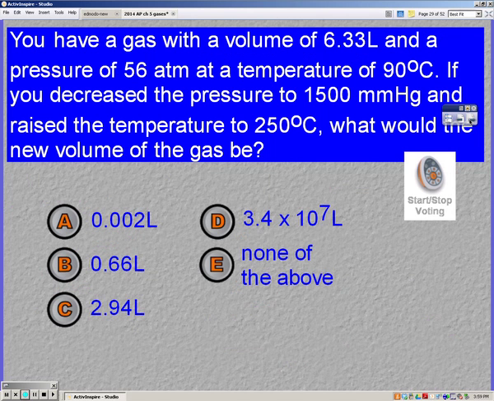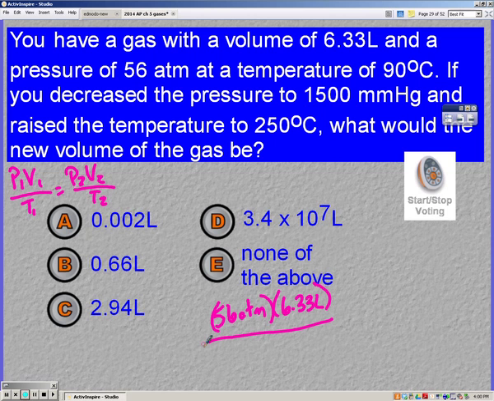So here we are changing everything, which means we're going to have to use the combined gas law. Okay, so I have 56 atm. My volume is 6.33. My temperature is 90 degrees Celsius, but I can't plug that in because that's not in Kelvin. So adding 273, I get my temperature of 363.